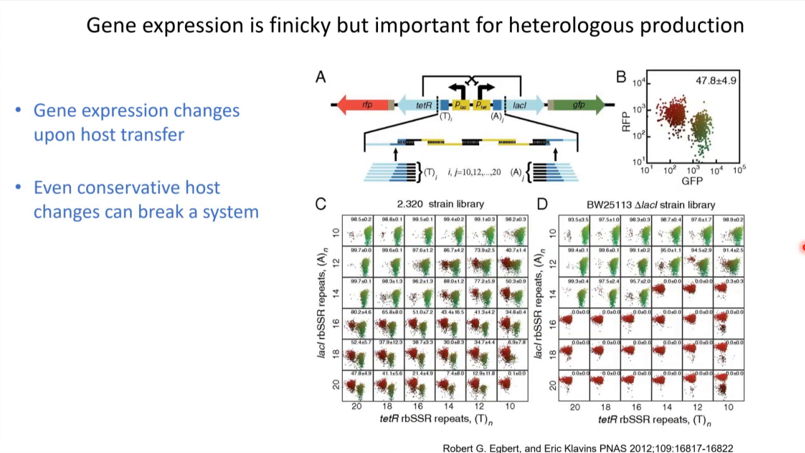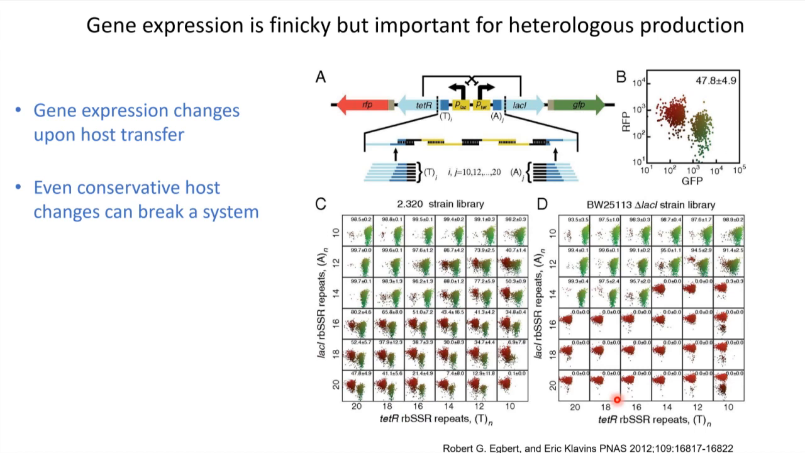And what they did in this 2012 paper was develop a bistable switch in E. coli. And the switch, when tuned properly, results in 50% of the population of E. coli being RFP expressing and 50% being GFP expressing. And you can see that they had many different genetic designs that were properly tuned in a K strain of E. coli that achieved that perfect bistability set point. When they moved those genetic designs from a K strain of E. coli to a B strain of E. coli, all of them broke.